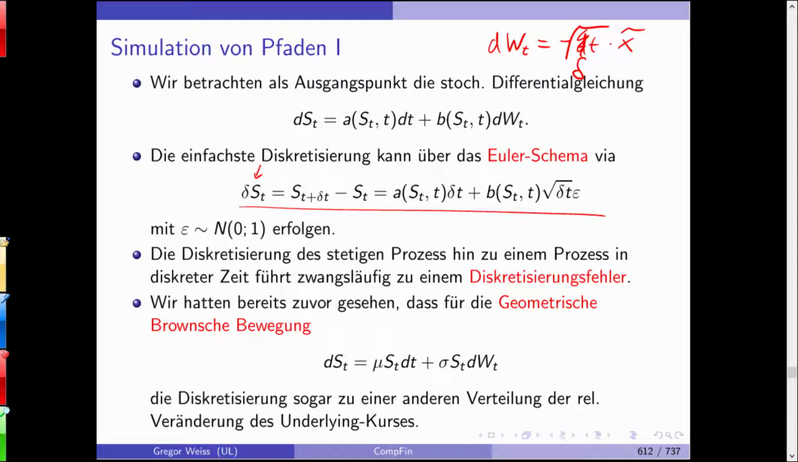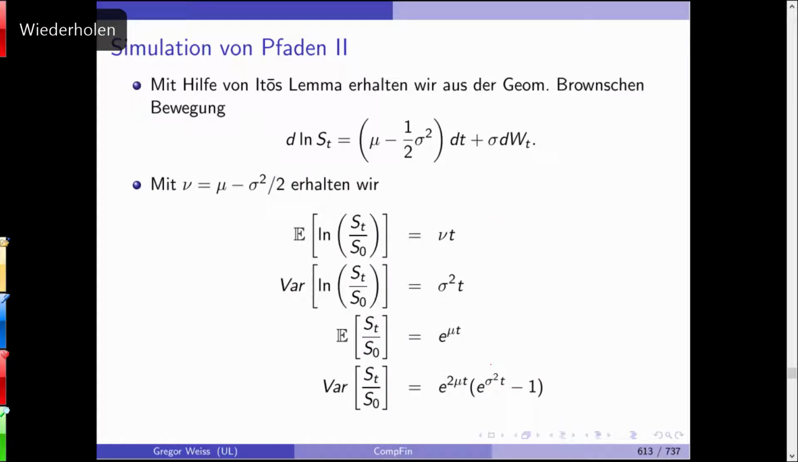However, obviously such an approximation comes with an approximation error. We saw before that we can use the geometric Brownian motion, and this actually yielded a totally different distribution. We had a log normal distribution, but not a normal distribution. So this is not the best way to do it.